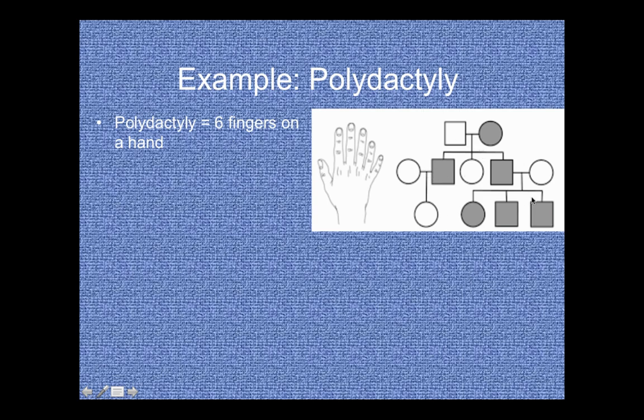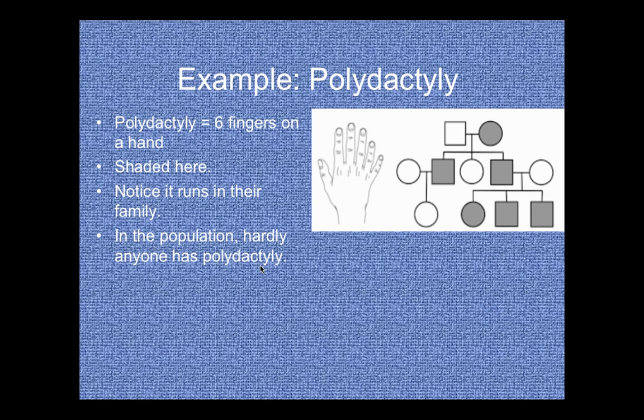If you notice the pedigree chart, the trait is shaded here, and it runs in their family, right? Look at all of those. Now, you probably know that in our population, hardly anyone has polydactyly. I don't know anyone who has it, but I've had students who have. So there you go. Polydactyly, it's a thing, but it's not very common at all.